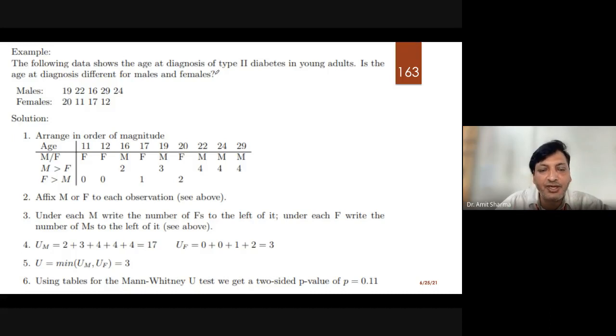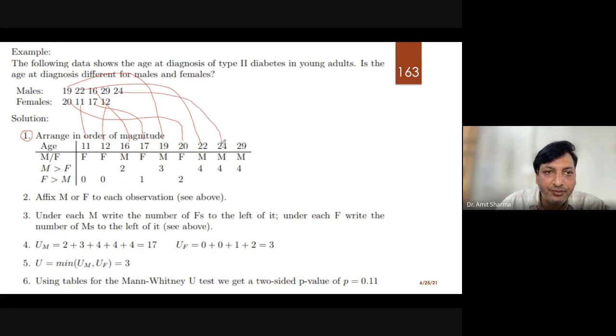For Mann-Whitney U, as I told you, we have two different methods, with equation and without equation. The one you are seeing on the screen is without equation, and we call it the order of magnitude method. Just remember the rules which I am going to suggest. Rule number 1: mix both categories, male and female, and arrange in the order of magnitude, that means lowest to highest: 11, 12, 16, 17, 19, 20, 22, 24, and 29.